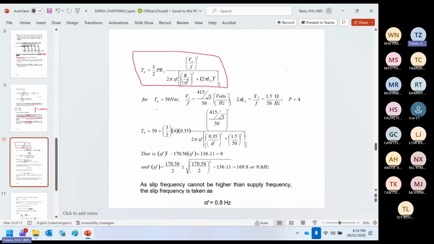Okay, let's do it. For TD 50 Newton meters. This one is important. What is the ratio of VS over F? We can find it from here. This one is the phase value. By the way, phase voltage. We can find it here, you see, 415 divided by square root of 3, you get the phase voltage, right? Then, excuse me.